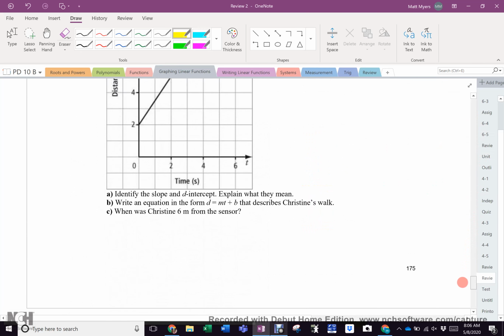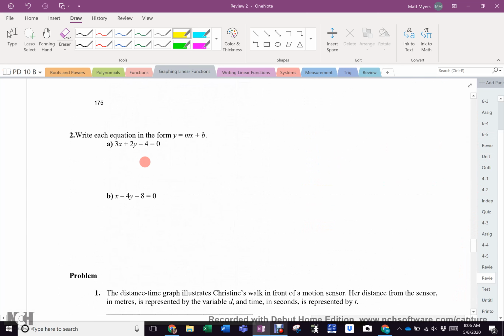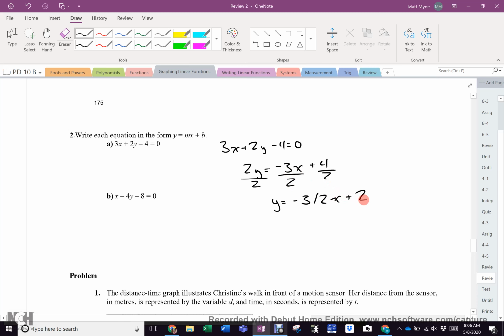And then the next thing I wanted you to do was these. Write the equation out in this form. So 3x plus 2y minus 4 equals 0. Isolate y. 2y equals negative 3x plus 4. Divide by 2. y equaled negative 3/2 x plus 2, and you had to type it sideways because you can't make fractions. So that's what you had to type.